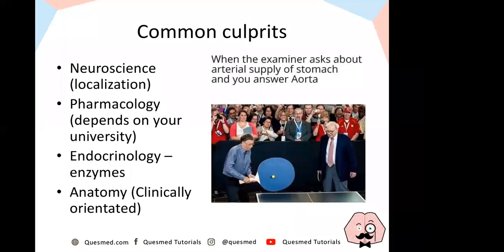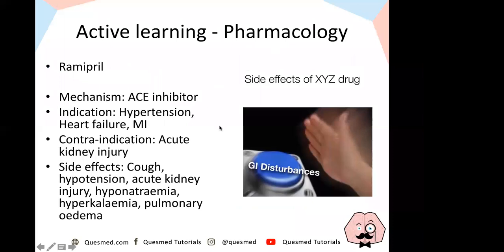So yeah, that's something to take into consideration. And then with pharmacology, the same sort of idea. Have a piece of paper where you write down ramipril, and then you write down mechanism, indication, contraindication, the side effects, and then you can write it down, put it away, and have a review.